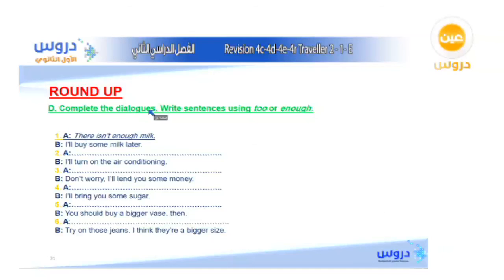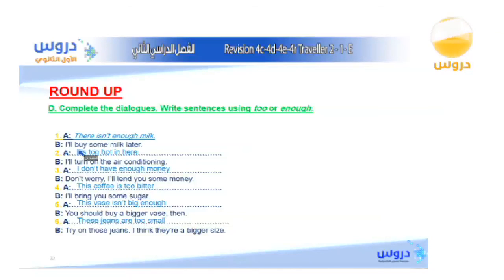Also here, complete the dialogue, right sentence using to and enough. Here, number 1, there isn't enough milk, so I'll buy some milk later. Here in number 2, I'll turn on the air condition. Here we use, it's too hot in here. Don't worry, I will lend you some money. So we use, I don't have enough money.